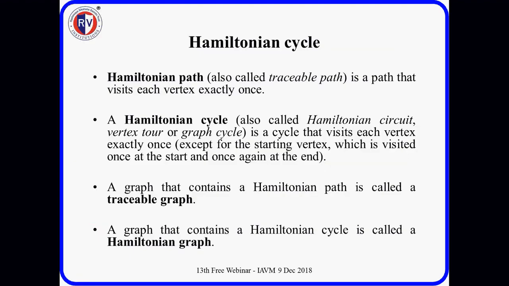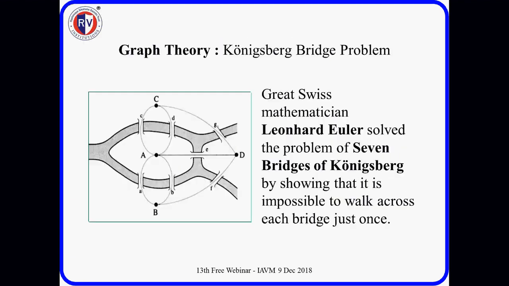Coming to Hamiltonian cycle, I am directly going into the concept of Hamiltonian cycle because it is directly related to our topic. We have the Hamiltonian path. A Hamiltonian path is a path that visits each vertex exactly once. Let us come back to this Königsberg bridge. Assume that I am going to start from C. When you start from C, I'll go to A either through bridge C or through bridge D, like this.